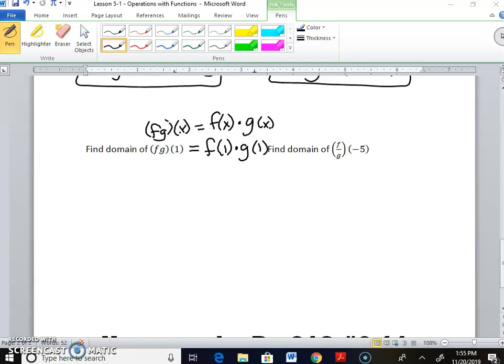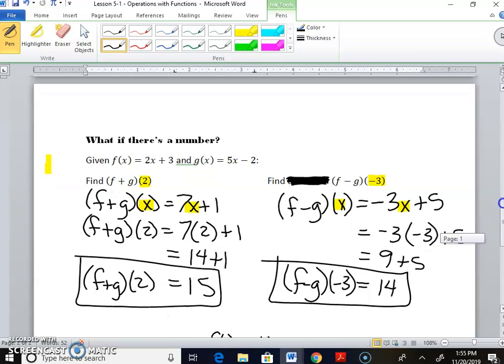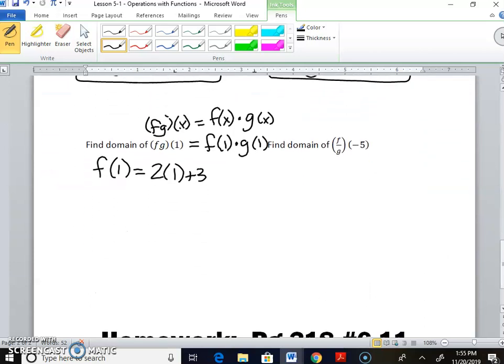So if I wanted to, I could say, okay, first I need to find f of 1, and f of 1 will be 2 times 1 plus 3. That's just looking back up top there, 2x plus 3 for f of x. So f of 1 is 2 times 1 plus 3. So that's going to give me 2 plus 3. That gives me 5. And then I can look at g of 1.